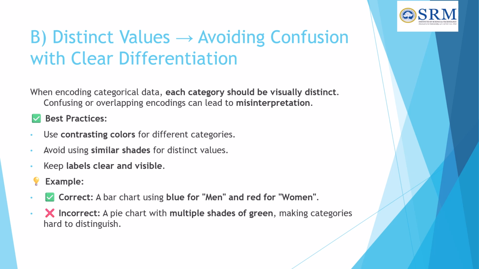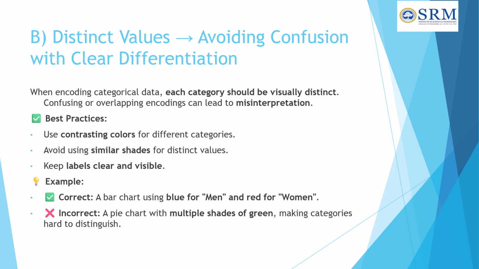Distinct values, avoiding confusion with clear differentiation. Distinct values means that when showing categories or groups in data, each one should look clearly different from the others. Using colors or shapes that are too similar can confuse people and make it hard to tell categories apart.